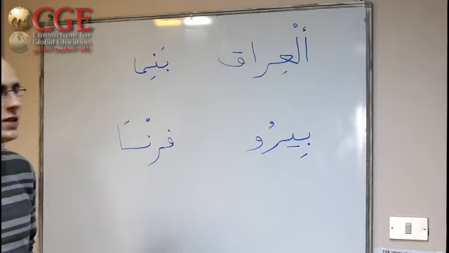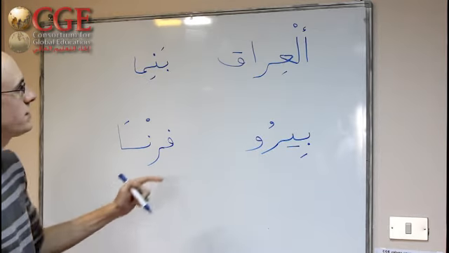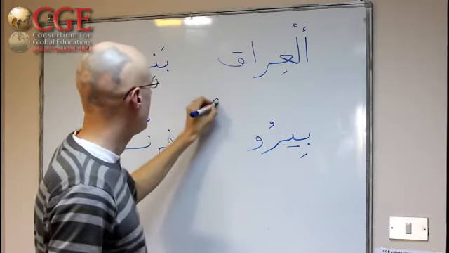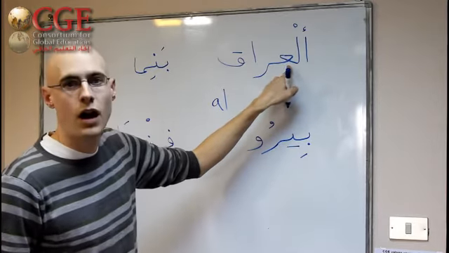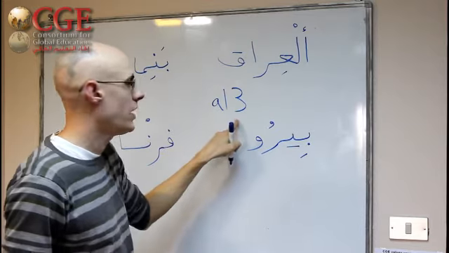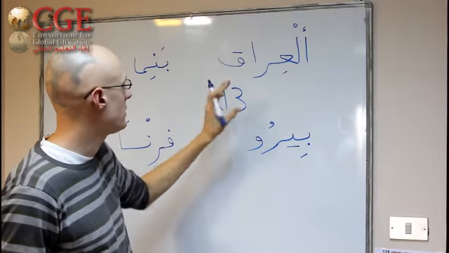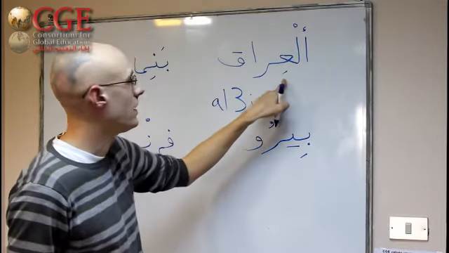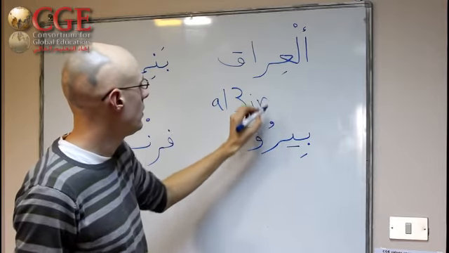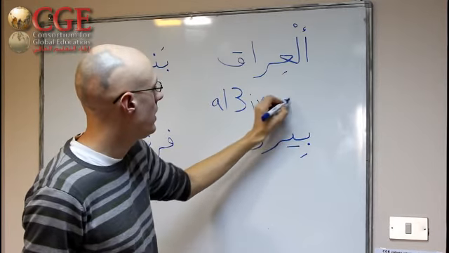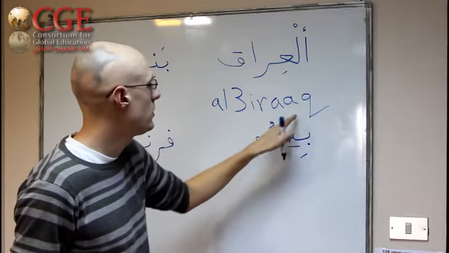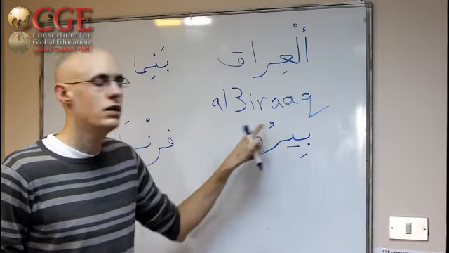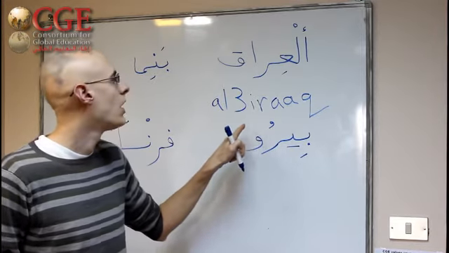We've got 4 more countries, switching from American states to now countries. This is an Arab country in the Middle East. We've got the definite article there, A-L, plus the Ain, which is often written with a 3. You can tell why, because if you switch it, it looks like the letter Ain. Followed by a short I, plus R, plus long A, plus Q. This is how you're supposed to say Iraq.